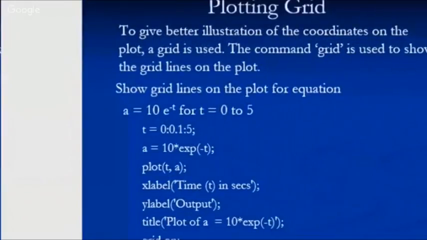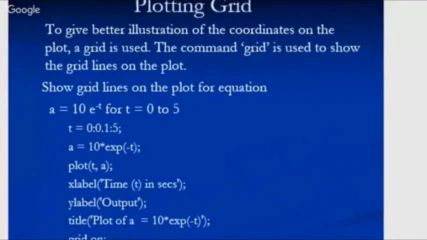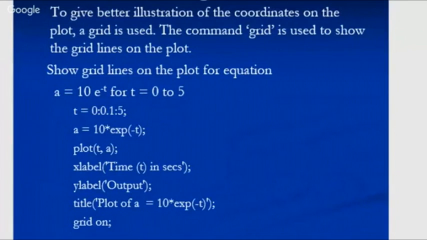So here is a better illustration of the same thing, xlabel and ylabel. Let us take a small program where a variable a is equal to 10 e to the power minus t, for t from 0 to 5. So variable t is given as 0 to 5, and a is 10 e to the power minus t. This is the program which you have to plot. First of all, t I have to define. So I have written t is equal to 0 to 5 in steps of 0.1. This is the first step I did.